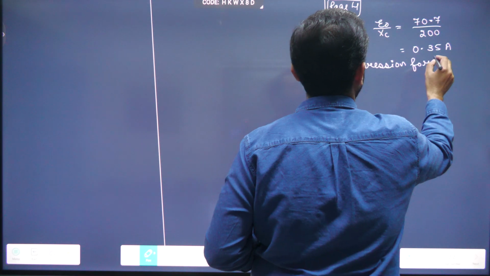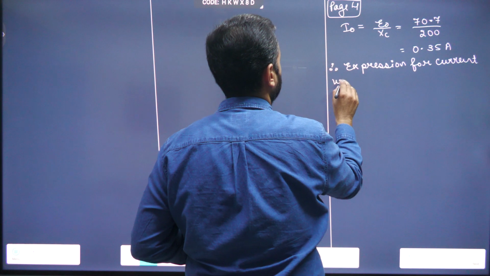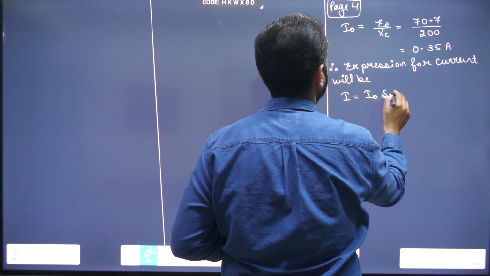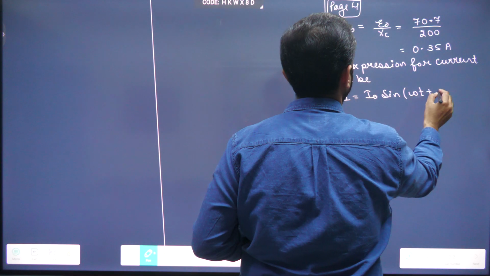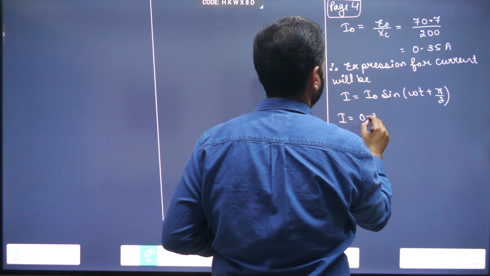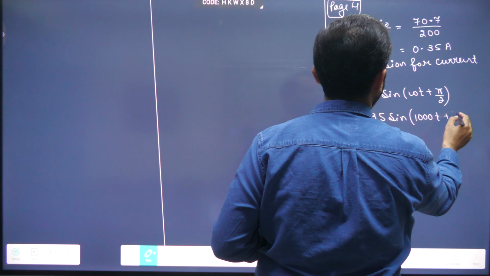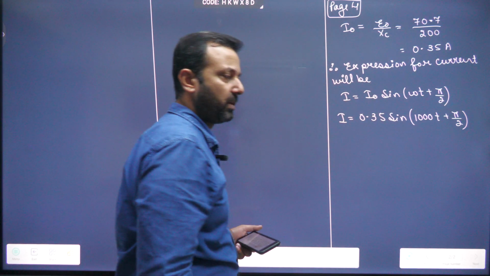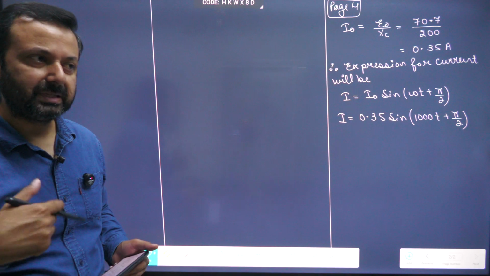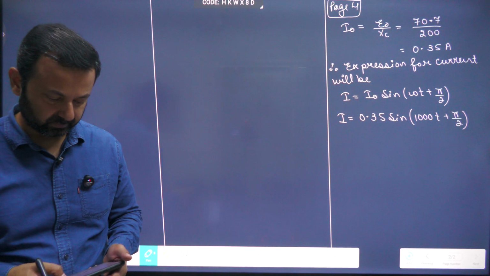Therefore, the expression for current will be I is equal to I naught sine omega t plus pi by 2. I is equal to 0.35 sine 1000 t plus pi by 2. Why have I written plus pi by 2? Because in the case of a capacitor, current always leads voltage by 90 degrees, by pi by 2. Is that clear to you?